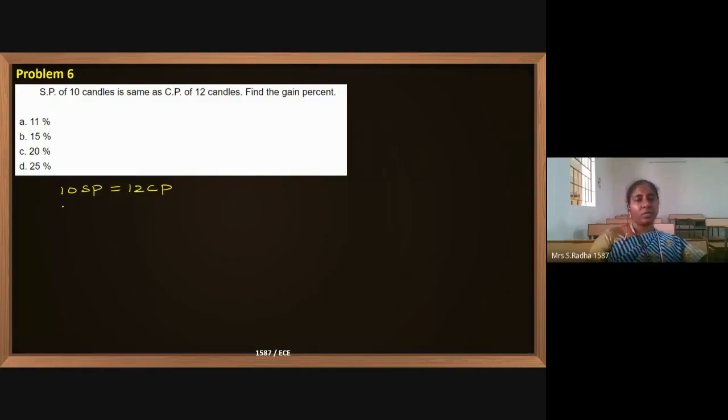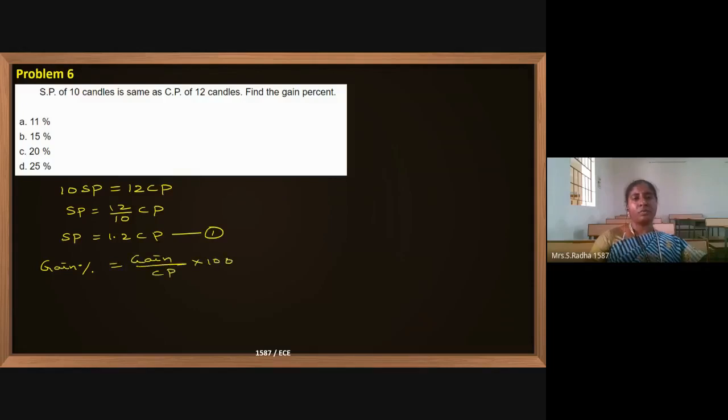So what I will do, selling price is nothing but 12 by 10 into cost price. Selling price is nothing but 1.2 times cost price. I will make it as equation 1. We know that gain percentage, which they are asking, is gain divided by cost price into 100. This is the formula for gain percent. Gain is nothing but selling price minus cost price.